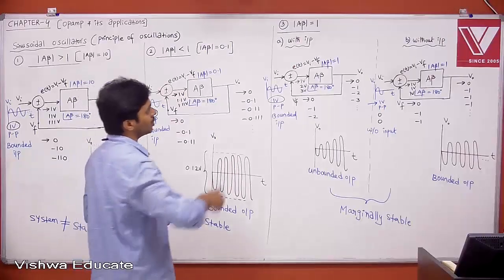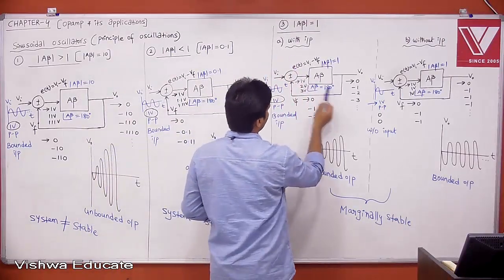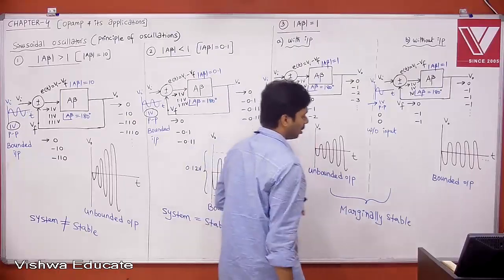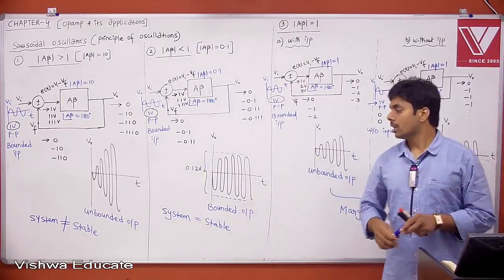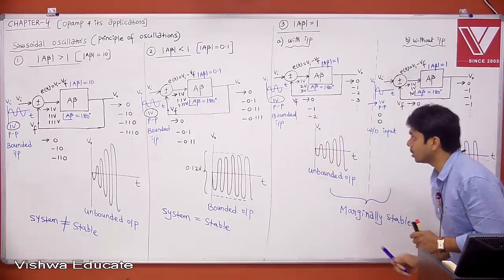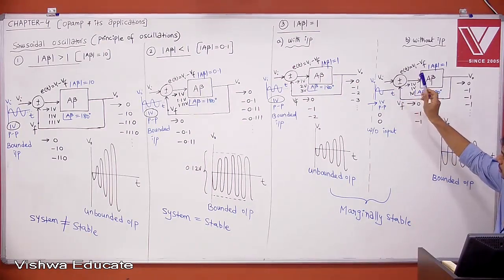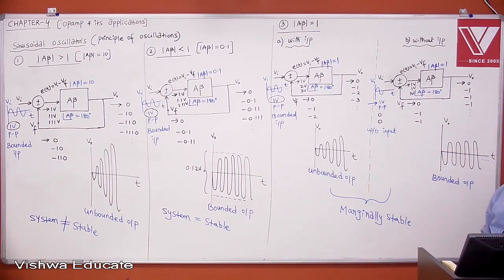When loop gain is equal to 1 and phase shift is 180 degrees, plus or minus, if you consider this type of system, then this is what is called a marginally stable system. In a marginally stable system, if input is present, your output is unbounded. If input is not there, your output is bounded. I'll explain the meaning of input being present for some time, then ultimately your input being defined as 0. That part I'll explain.